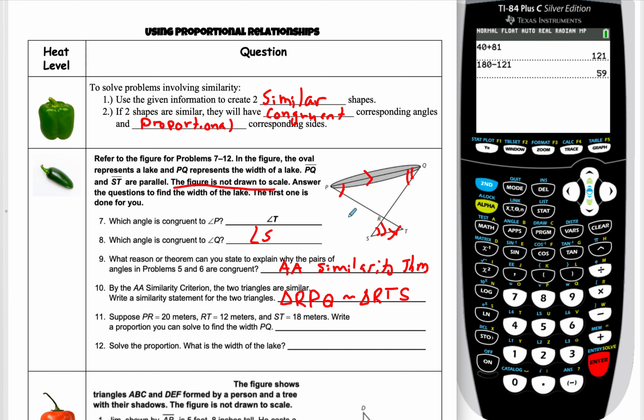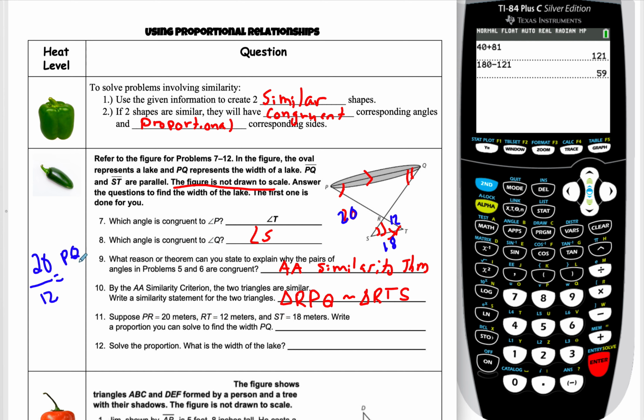Now, suppose that PR is equal to 20 meters. I'm going to write a 20 here in blue. RT is equal to 12 meters. And ST is equal to 18 meters. Write a proportion that's going to give me the width. So what do I notice? These are actually flipped around. If you were to take this triangle and shift it over, you'd get something like this, so the P would line up like that. So what I have is this. I'm going to write it off to the side. 20 is this leg. 12 is the corresponding leg. See how they're like the side rather than the bottom?